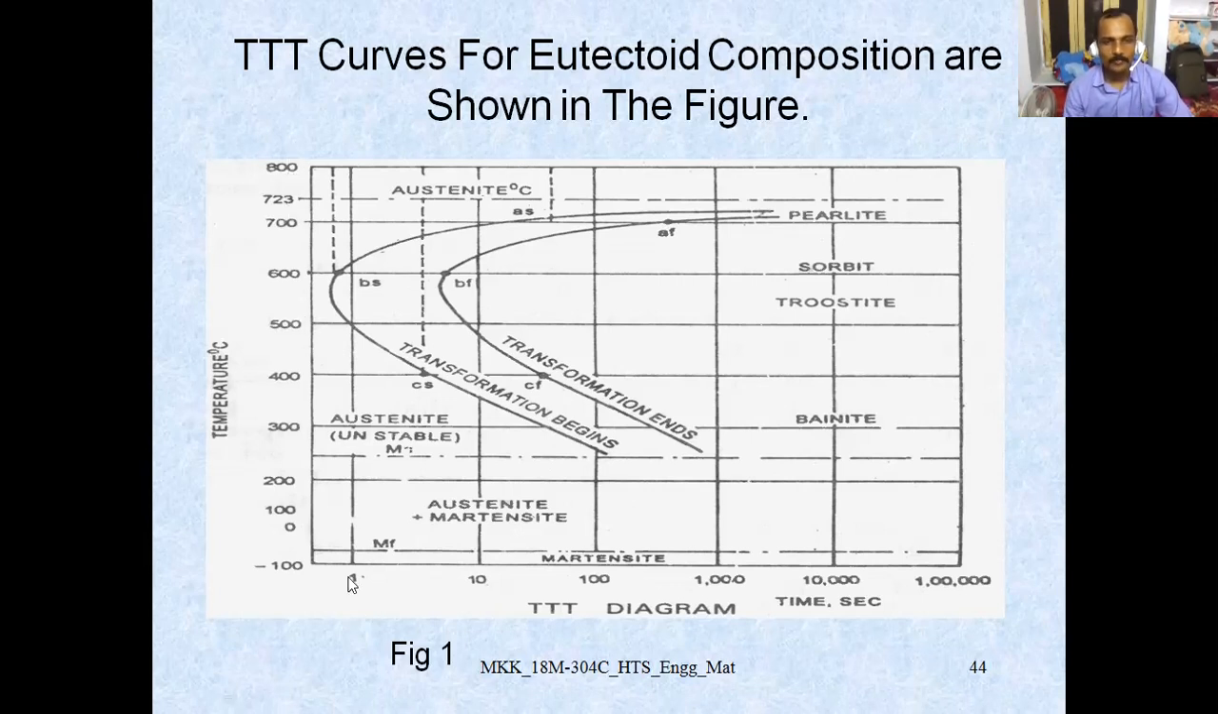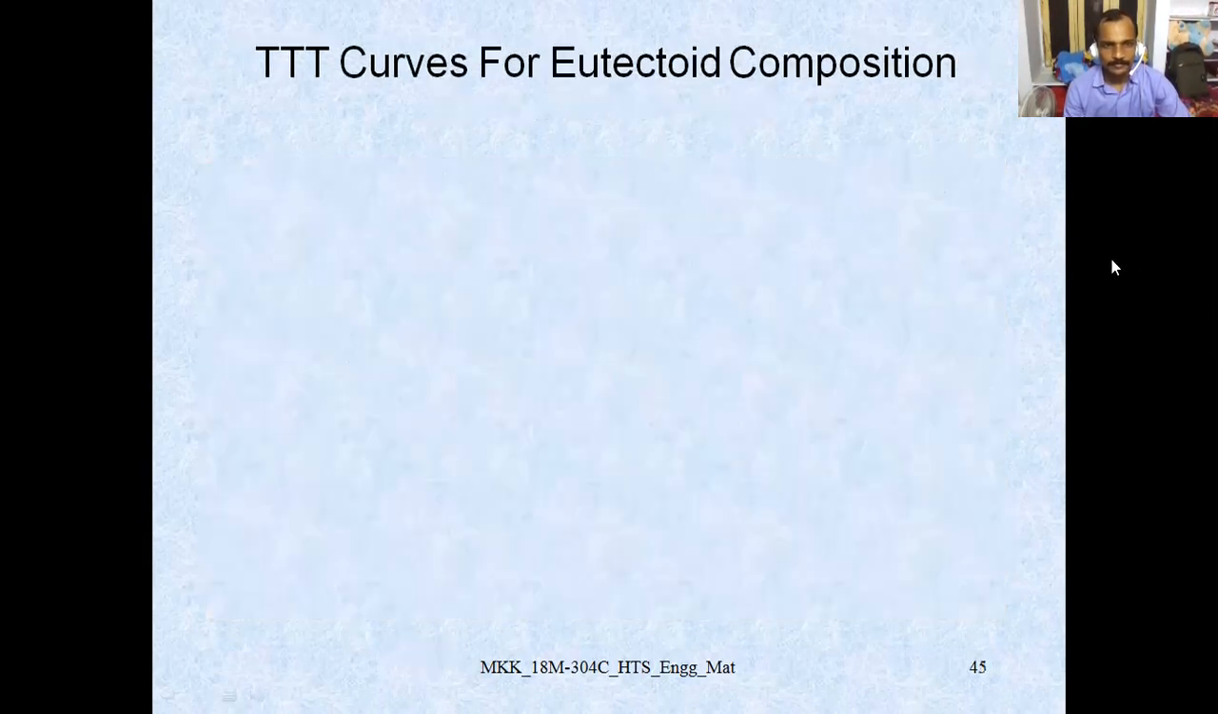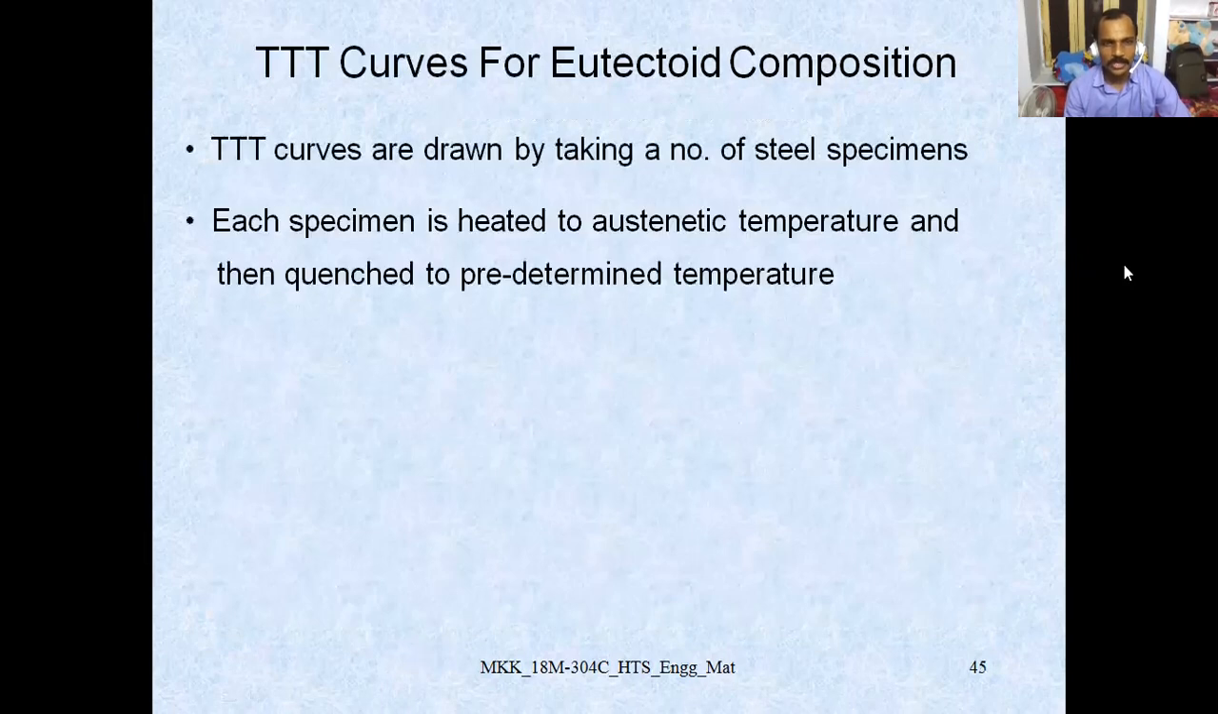So from different times and temperatures, how the transformation begins and how the transformation ends are given. Here, coming to the transformation begin, it is pearlite, then sorbite, this is troostite, and this is bainite. And here the unstable austenite and austenite plus martensite, and this is martensite. So let us have a look at this particular diagram.